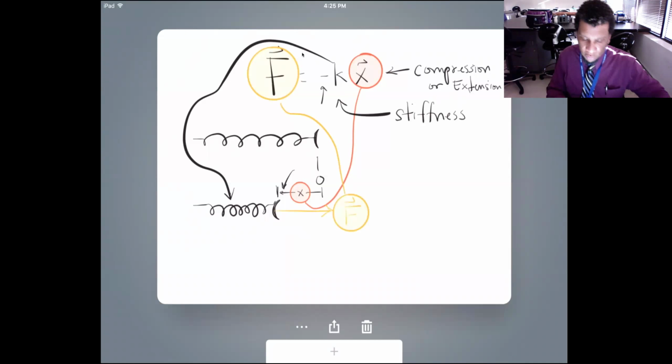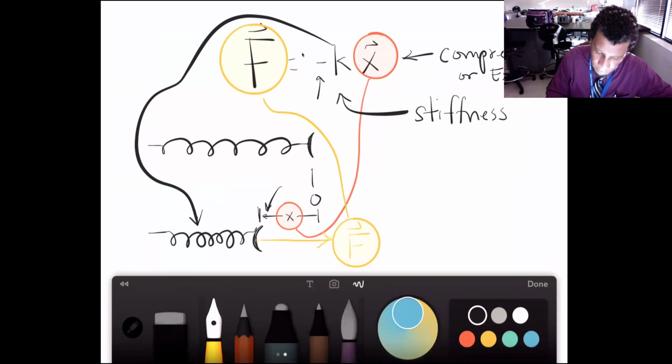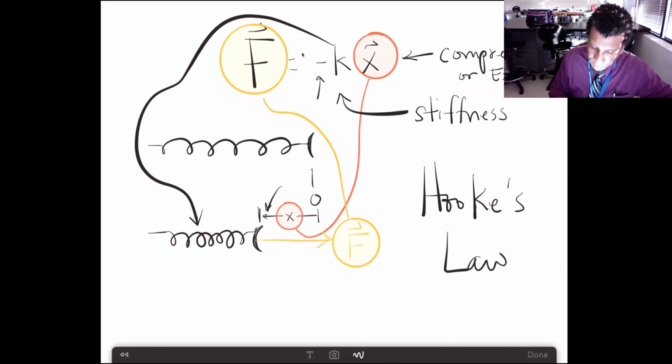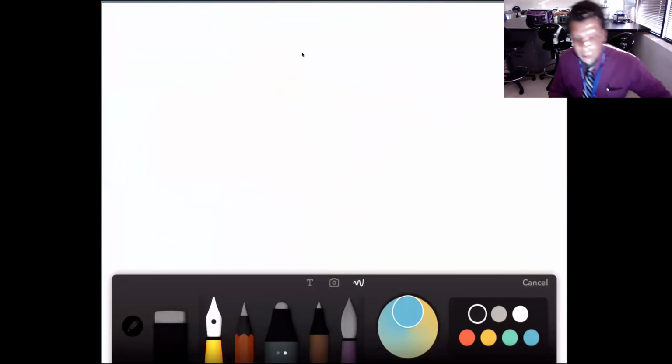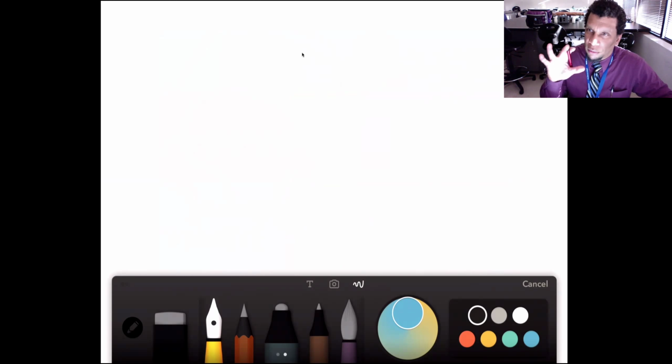This is Hooke's law, and I feel as though I should write that on here. Hooke's law. Now let's look at Hooke's law in terms of energy, okay? So we want to relate Hooke's law, the compression length, to velocity. So the way we're going to do that is by using the conservation of energy. So let's look at this.